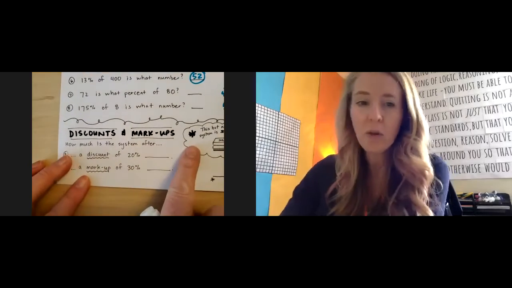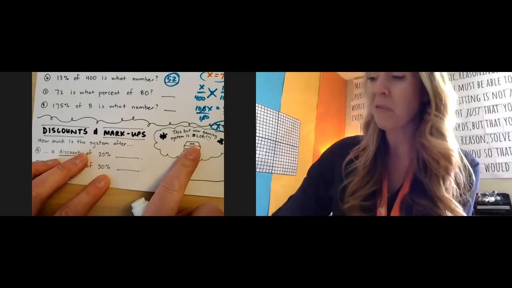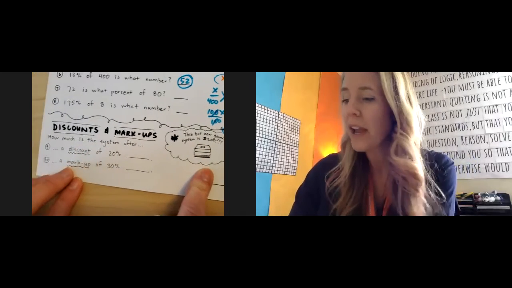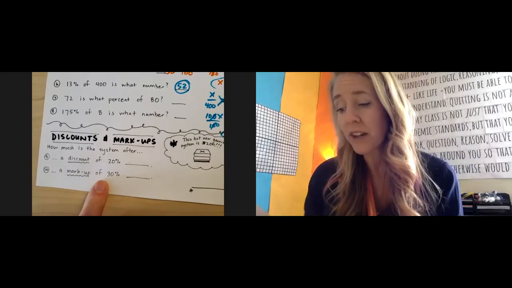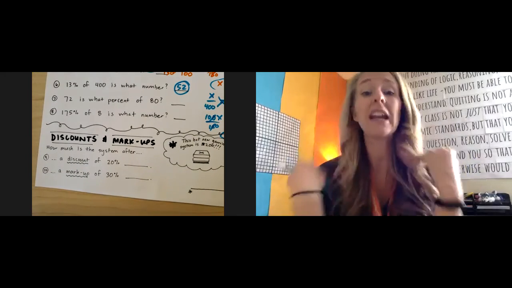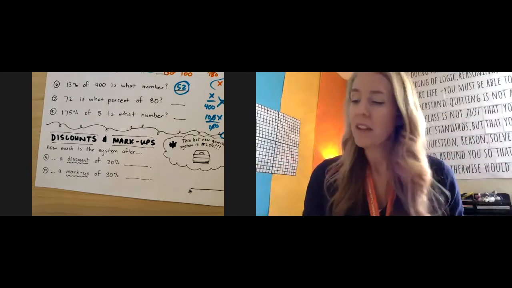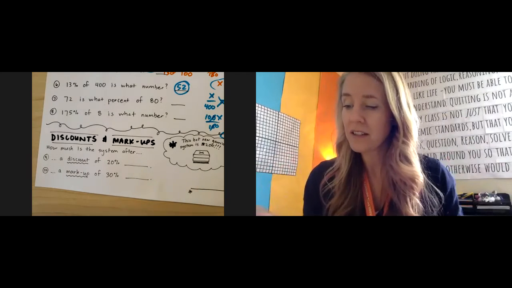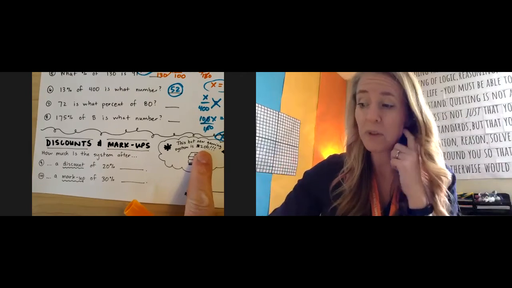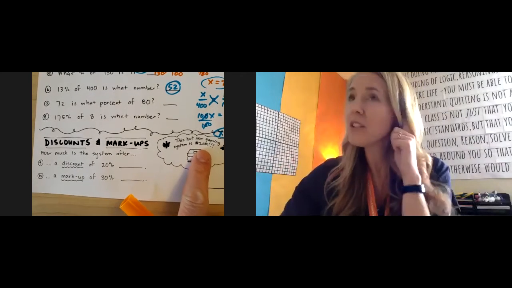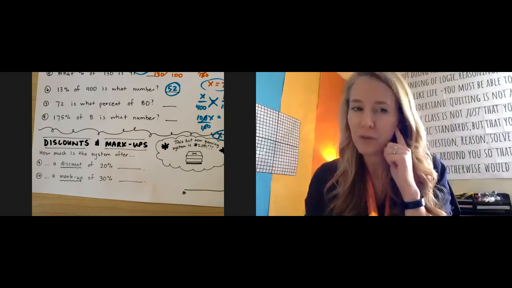Last but not least, we've got this game for sale. It's a hot new gaming system. It's $200. So if I discount it or mark it up, how much is that going to be? So what you want to do is find out what would the discount be and then take it away from the price. Or what would the markup be and add that into the price. So if I wanted to find the discount of 20%, I want to find out what is 20% of 200. So listen to those words. What is 20% of 200?